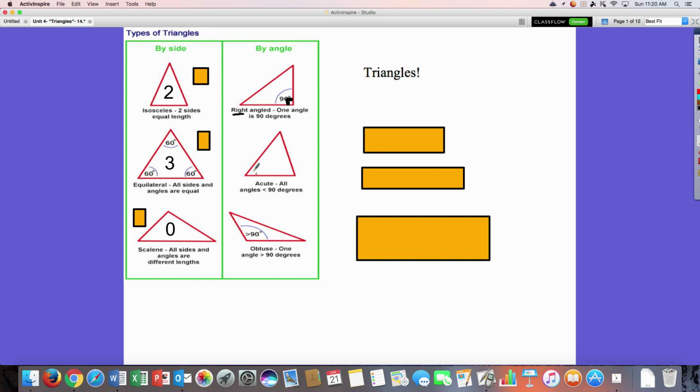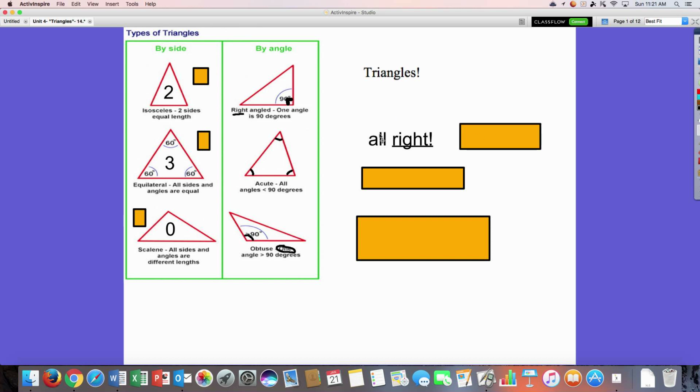An acute triangle has 3 acute angles. And remember, acute angles are really small. They're really cute. Acute angles are less than 90. And an obtuse triangle has 1 angle that's bigger than 90 degrees. It can only have 1 angle bigger than 90 degrees because otherwise it wouldn't be a triangle, which we'll talk about later. But here's some notes you should write down.